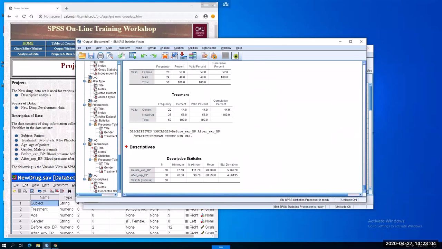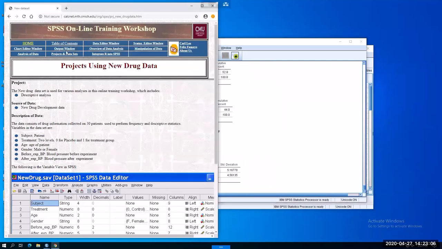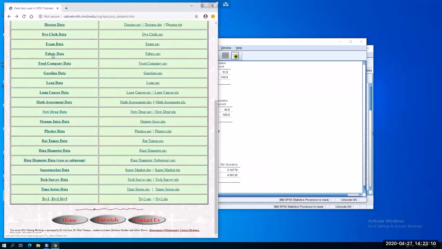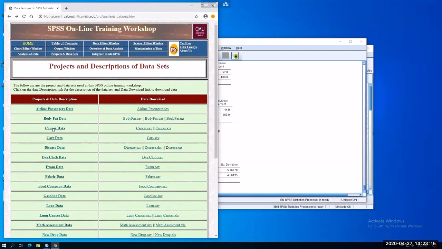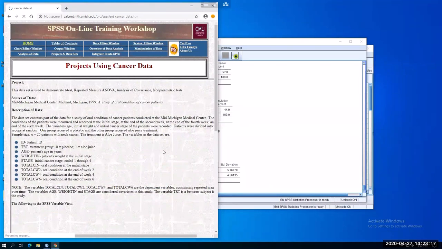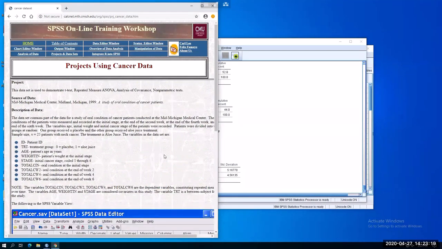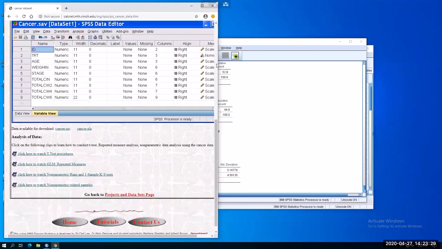Now let's go back to different data. I will download a different set. Let's use cancer data, that's the third one from above. This data set, it says, compares oral condition of cancer patients. Okay.